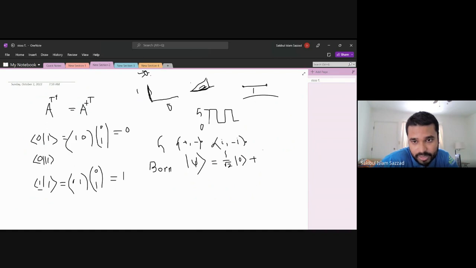So I'm writing like this. Let me write it down fast. I'm writing 1 over square root of 2, ket 0, plus 1 over square root of 2, ket 1. Okay, so this is my state.